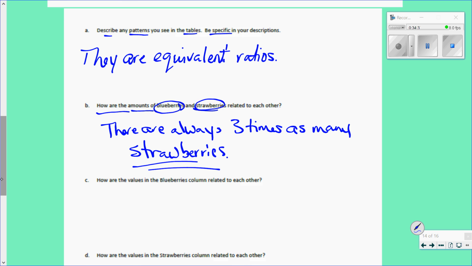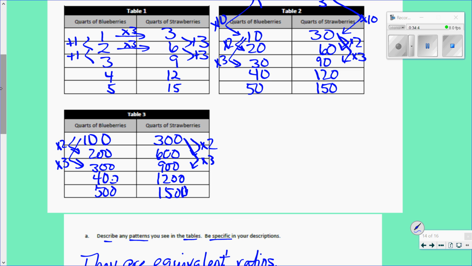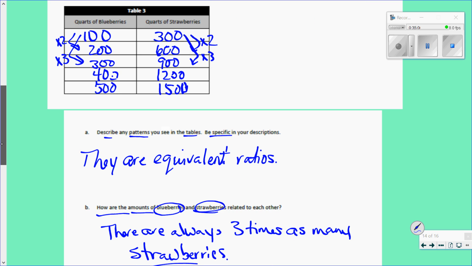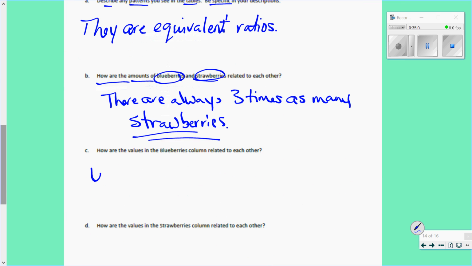How are the values in the blueberries column related to each other? In other words, as I went down the blueberries column, what was I doing? Adding zeros. So, 1, I add a 0, and I get 2? No, I get 1. So I was adding 1? Okay. So they were incremental, right? Because here, did I add 1? I added 10. But what was the key on that? It's that initial value. I just added the initial value, okay? So on blueberries, we added the initial value.